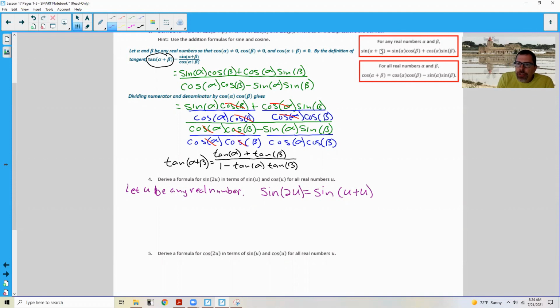Everybody agree that that's true? All right, so then we're going to use this formula right here, sine of alpha plus beta. Alpha is u and beta is u in this case, and therefore that is going to equal the sine of u, cosine of u, plus cosine of u, sine of u. Okay, just substituting in. My alpha and my beta are both u in this case, so it's just sine u cos u plus cos u sine u. Okay, and that's it.